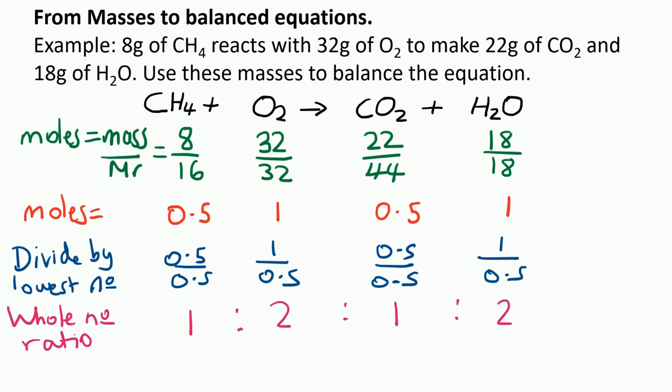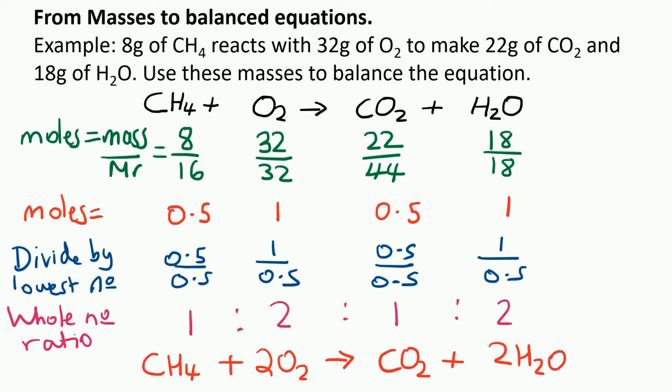So CH4 has got 1. We don't write big ones in front of anything, we just assume there's one of it. Plus 2 moles of O2 makes 1 lot of CO2 and 2 lots of H2O. So we can see there where those whole number ratios have been slotted into the equation as the balancing numbers.